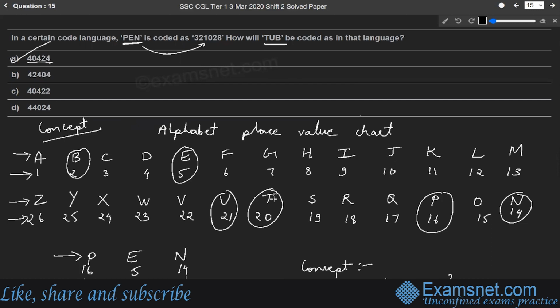For this type of question, whenever you see an alphabet coded or written as numbers or a different pair of alphabets, you have to do one thing: make an alphabet place value chart. After making that chart, you can easily solve this kind of question. So I hope you are clear with this type of question.